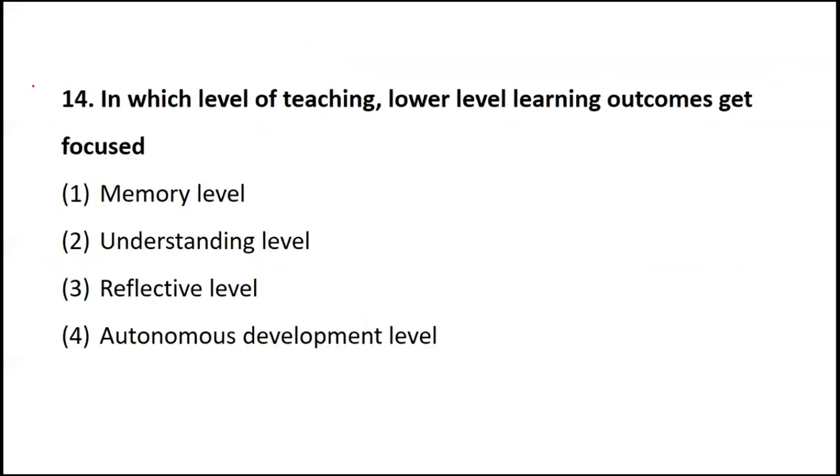Then in which level of teaching, lower level learning outcomes get focused? Now see, I have taken teaching levels, memory definitely comes. So you should be able to give the answer in any form. Any type of question comes, you should be able to answer. In which level of teaching, lower level learning outcomes get focused? So it's memory, understanding, reflective or autonomous. So which of them is the right answer? Is it memory level, understanding level, reflective level or autonomous development level? So the right answer is, yes, it is memory level, lower level learning outcome. So it is lower level learning outcome we find in memory and higher level we find in reflective.